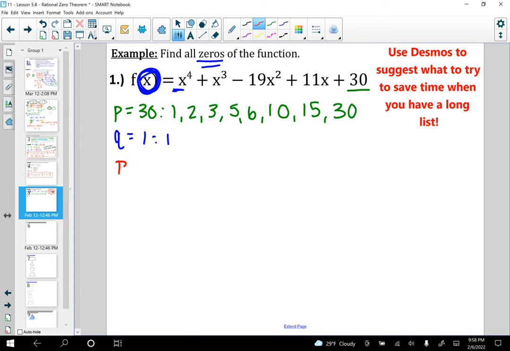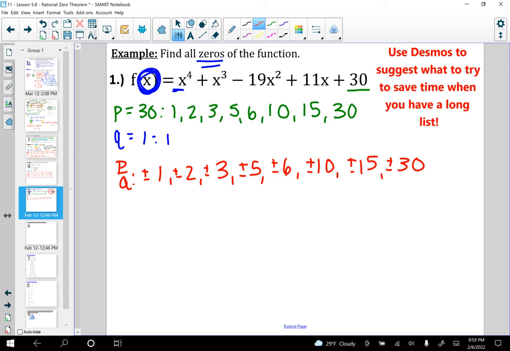So my p's over q's list is going to be pretty easy this time because I'm just dividing everything by 1. 1 divided by 1 is 1. 2 divided by 1 is 2. Don't forget plus or minus in front of all these. That's part of the rational zeros theorem, as it could be the positive or negative version of all these. 3 divided by 1 is 3, 5 divided by 1 is 5, 6 divided by 1 is 6, 10 divided by 1 is 10, 15 divided by 1 is 15, and 30 divided by 1 is 30.